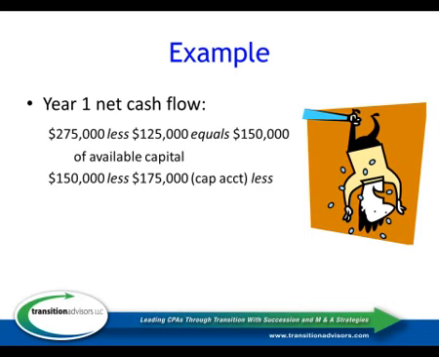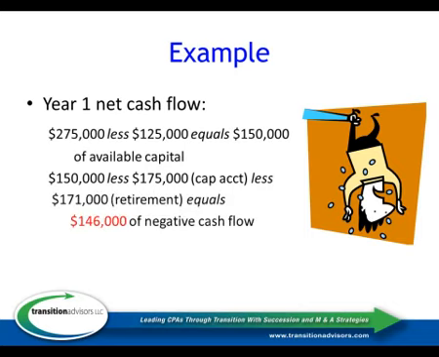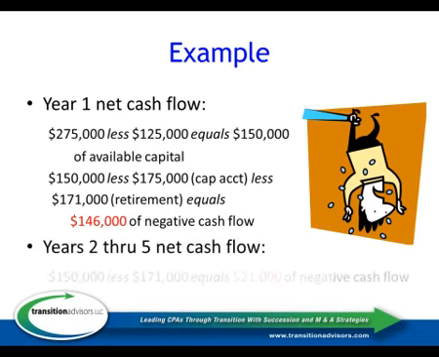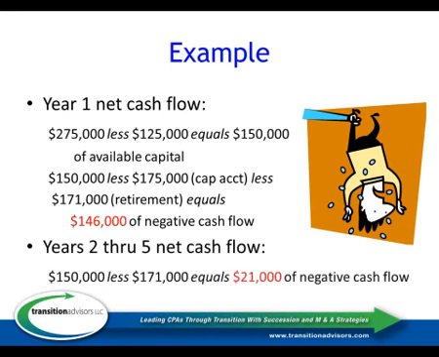So the $175,000 already puts us in the hole. On top of that, we're going to pay $171,000 of retirement. So the first year, it's going to cost the firm $146,000. And there's only two ways to pay for that. One is borrow the money. The other is the other partners make less money. And in years 2 through 5, in this example, we're going to have $21,000 of negative cash flow while we're paying off the retirement. This is not a self-funding plan.